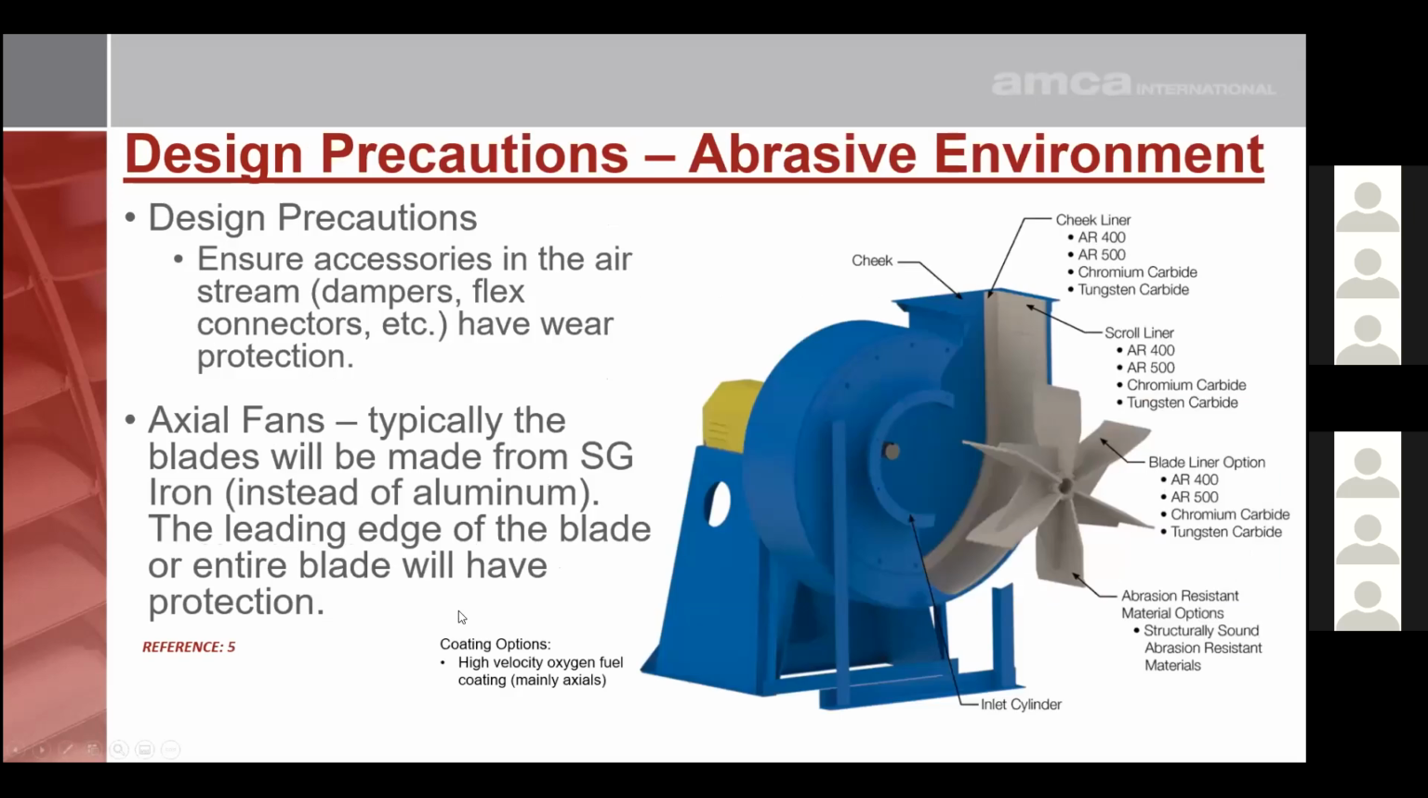Looking at the precautions to be taken, on the right side you will see the various coatings and wear protection options that are available for both the wheel and the scroll of the housing. On axial fans, the way to deal with wear depends on the magnitude of wear you see. One of the ways with aluminum bladed fans is to use a wear protection on the leading edge of the blade, or the other option is to build a complete axial blade out of SGI. One important note is that all accessories in the airstream also need to be prepared for this wear.